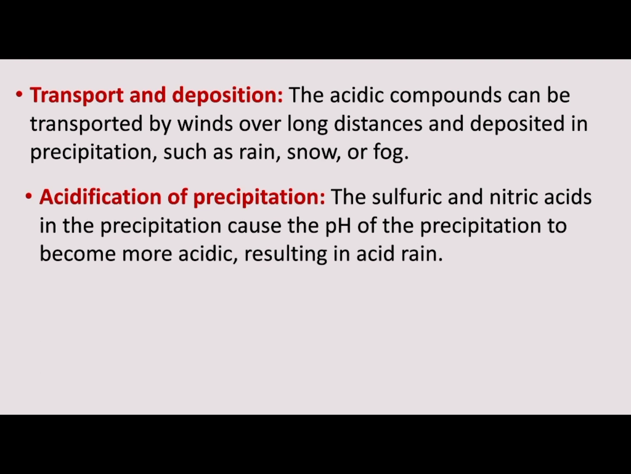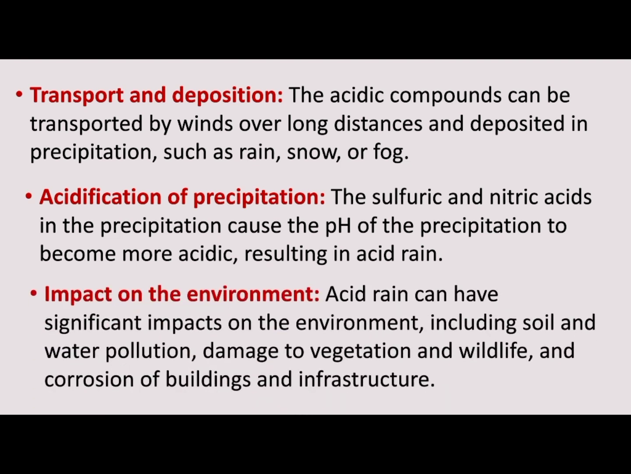Then acidification of precipitation takes place. The sulfuric acid and nitric acid in the precipitation cause the pH of the precipitation to become more acidic, resulting in acid rain having a pH less than 7, less than the normal pH of pure water.